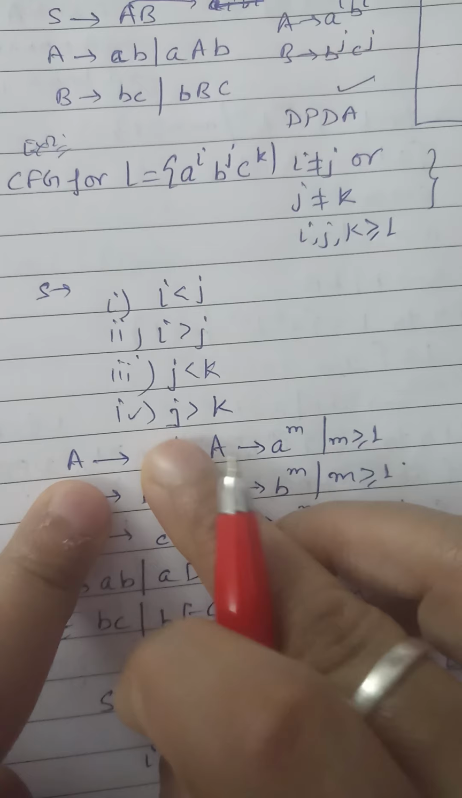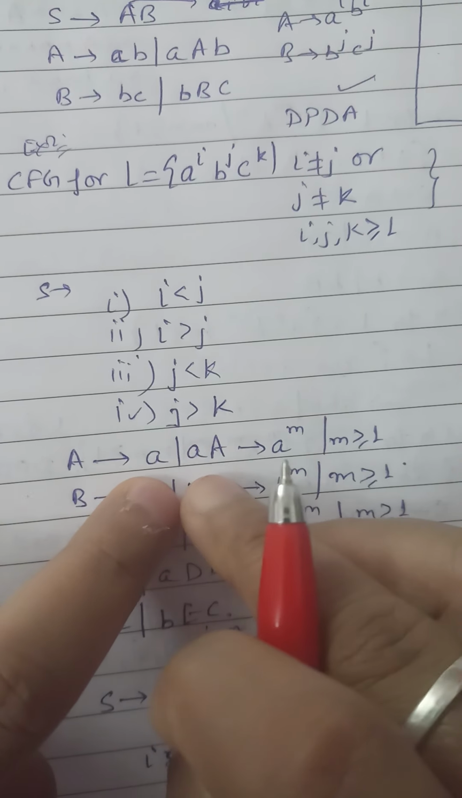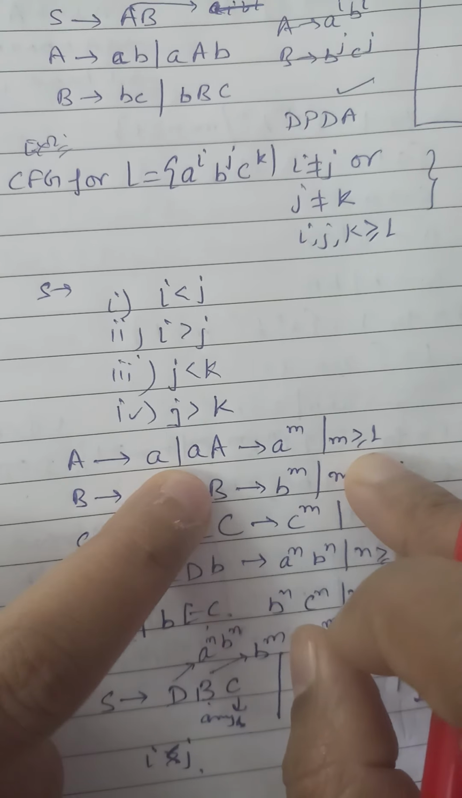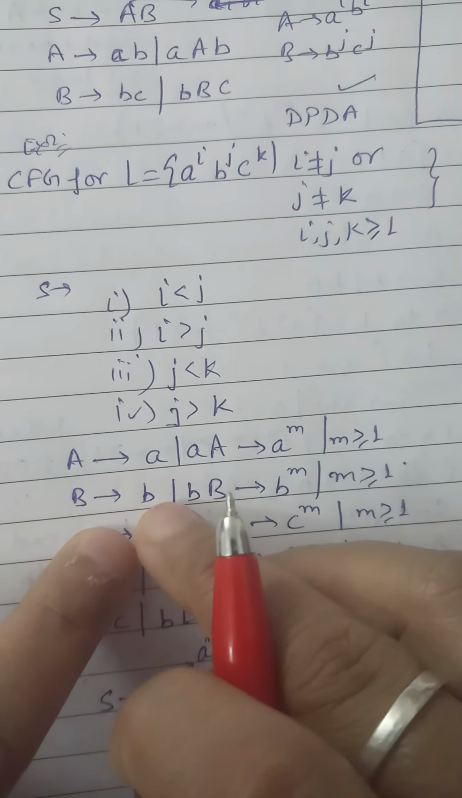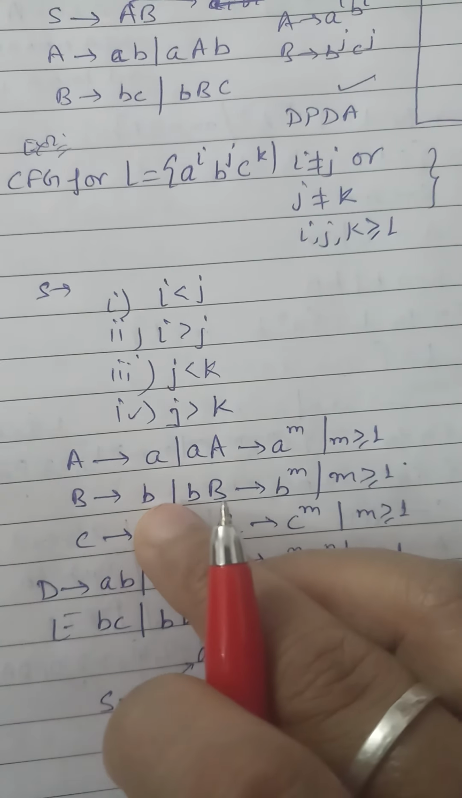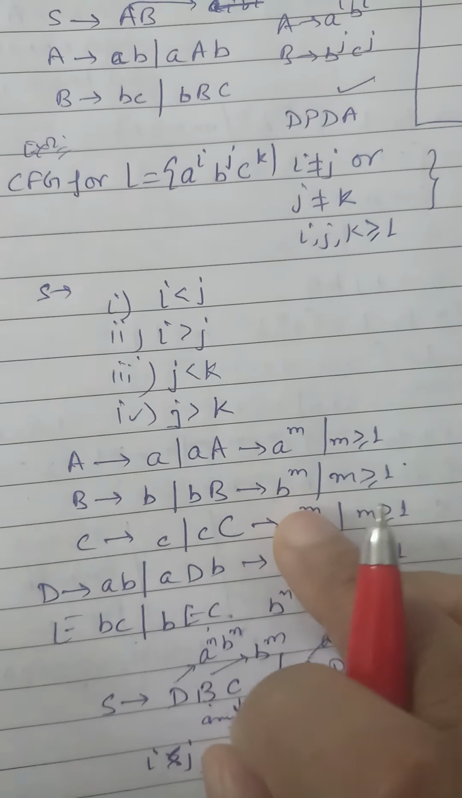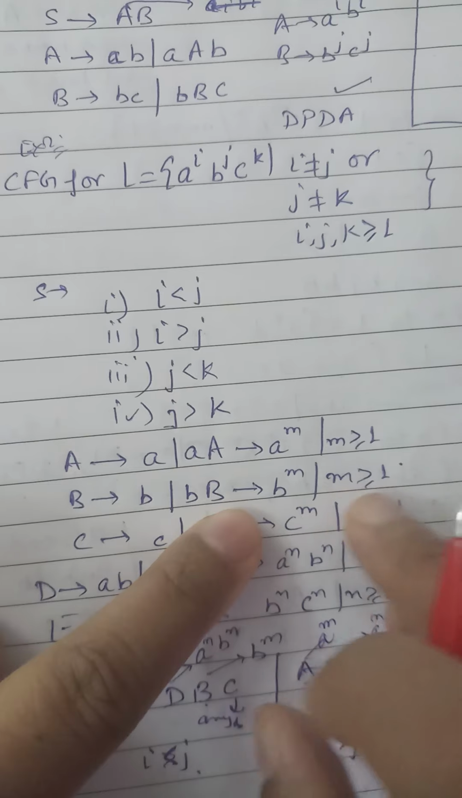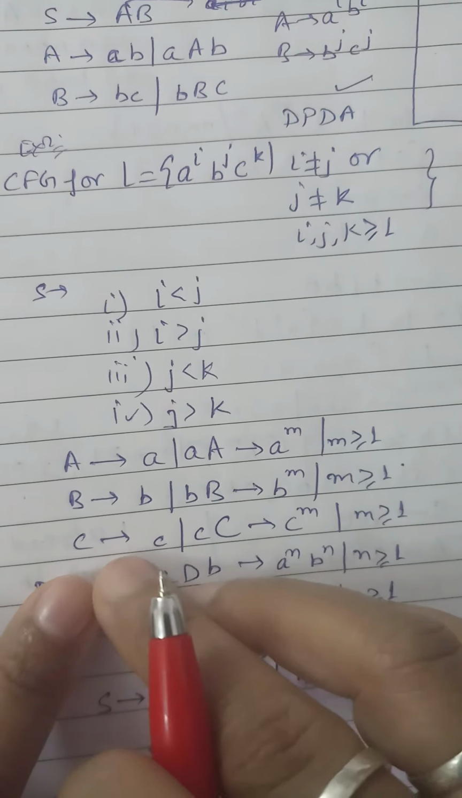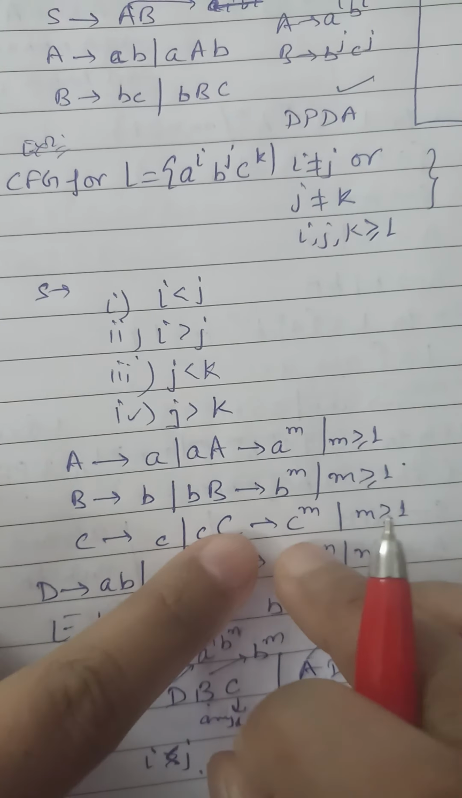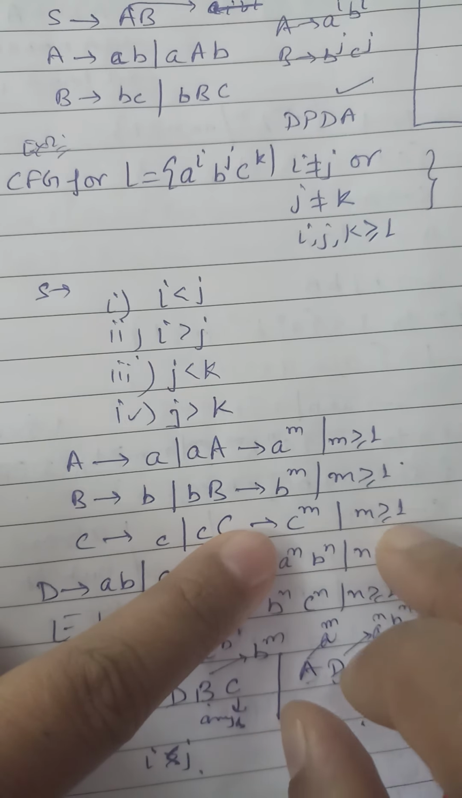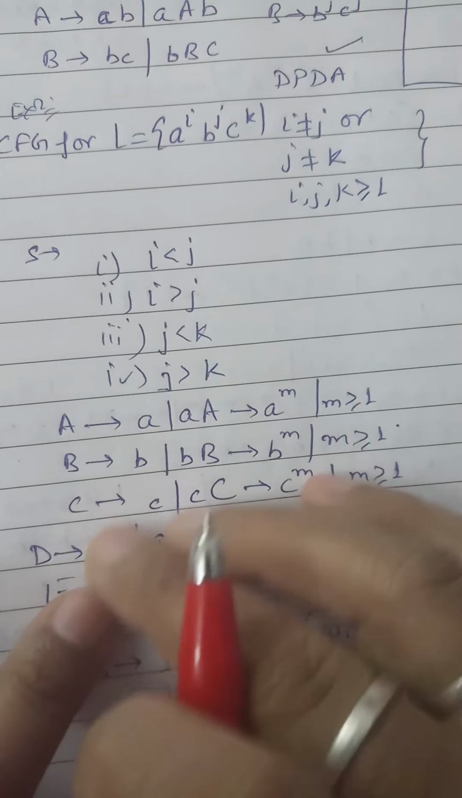We can take a variable A, in which we can take a or aA, that belongs to a to the power m, where m is greater than or equal to 1. We can take B variable, where we can write like this: b or bB, which belongs to b to the power m, where m is greater than or equal to 1. We can take C variable: c or cC. This belongs to c to the power m, where m is greater than or equal to 1. So we can write like this.